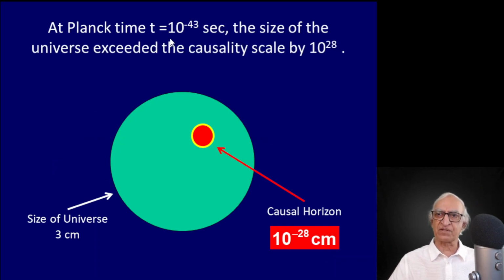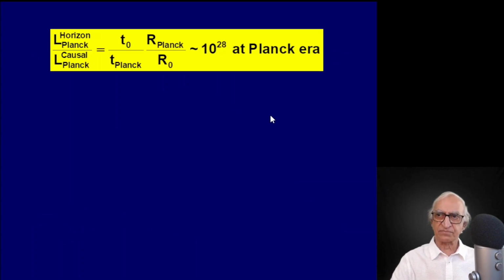At Planck time, t equal to 10 to the power minus 43 seconds, the size of the universe exceeded the causality scale by a factor 10 to the power 28. And that's what is shown in this picture. So, the size of the horizon at the Planck era divided by the size of the causally connected region in the Planck era is 10 to the power 28, when the universe was 10 to the power minus 43 seconds old.